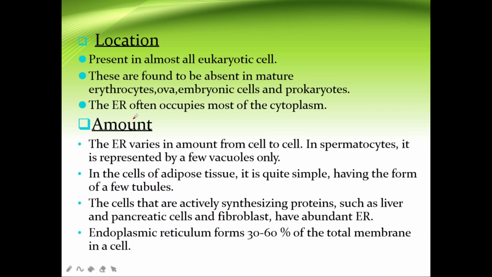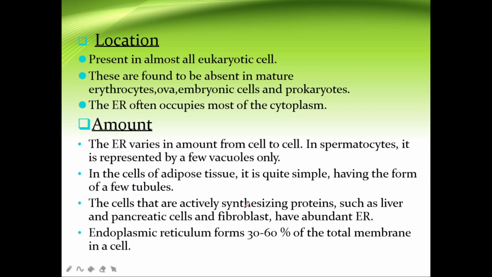Now, amount. How much endoplasmic reticulum is present in which cells? Let us see. The ER varies in amount from cell to cell. In spermatocytes, it is represented by a few vacuoles only. In mammalian spermatocytes and mature sperms, the amount of endoplasmic reticulum is very less. It is found in the form of vacuoles only. In the cells of adipose tissue, it is quite simple, having the form of a few tubules. Only a few tubules are present in adipose tissue.